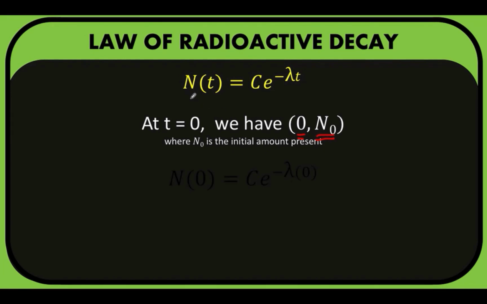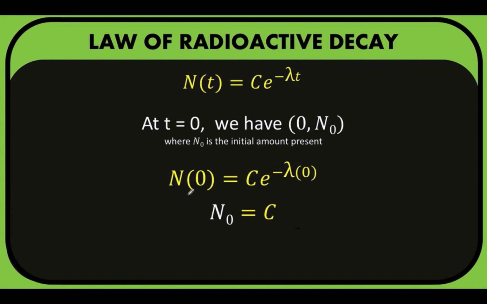Substituting now these values to our equation, n of 0 equals the constant times e raised to negative lambda times 0. 0 times any number is 0, negative lambda times 0 is still 0, and e raised to 0 is just equal to 1. The right side would just be C, and the left side, n sub 0, is the number of atoms initially. So we now know what is the value of C. We can now replace this C by n sub 0 to arrive at this equation. The number of atoms present after t time is equal to the initial amount of atoms present at the start times the natural number e raised to negative lambda times t, where lambda is the decay constant.